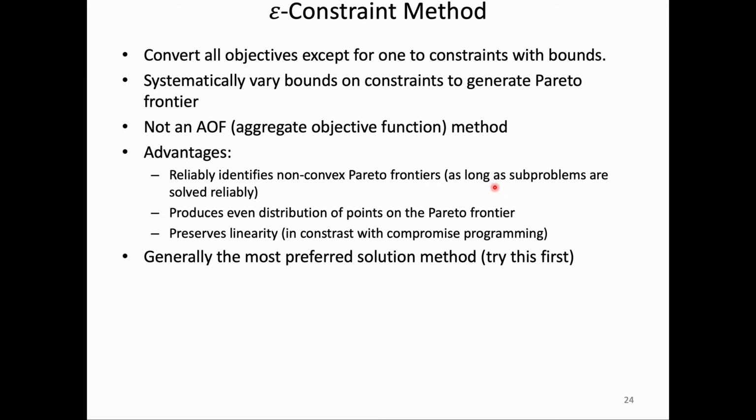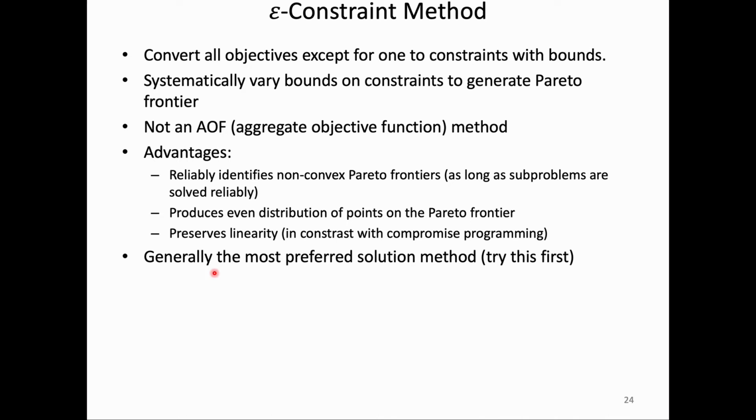Think back to the earlier example where we discussed what might happen if a subproblem does not find a minimum. Well, then that's a case where even the epsilon constraint method could fail to identify a non-dominated point, whether or not it's in a convex or a non-convex portion of the Pareto frontier. Depending on a few different factors, the epsilon constraint method tends to produce a fairly even distribution of points on the Pareto frontier. This really depends on the slope of the Pareto frontier curve in the objective function space. It preserves linearity, and it's generally the most preferred solution method, at least in this class of methods that you learn.